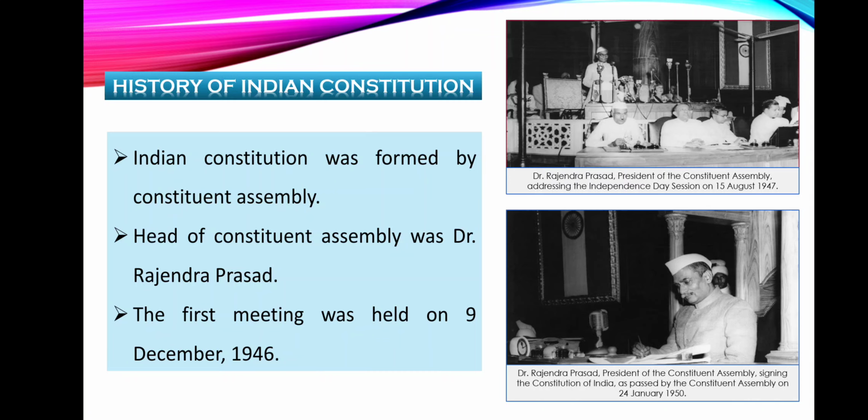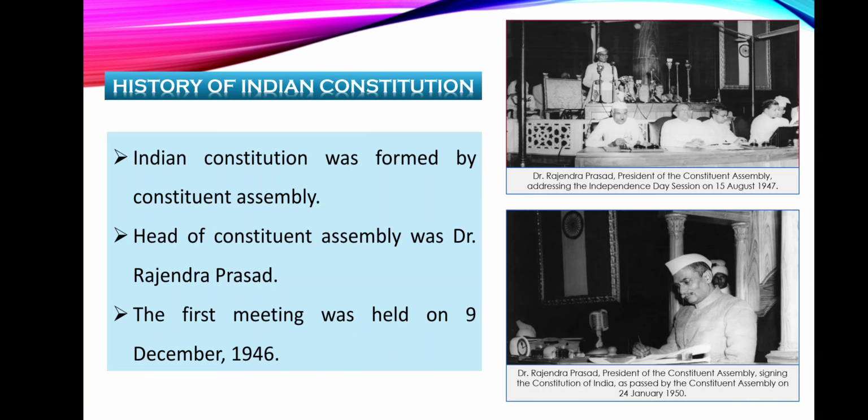The Constituent Assembly was basically the group of people who sat together and decided what should be written in the constitution, how it should be drafted, and many more things: from the different parts of the country, what are the different issues and how they can be solved. Everything was decided in the Constituent Assembly. This Constituent Assembly was first demanded by M.N. Roy in 1934.